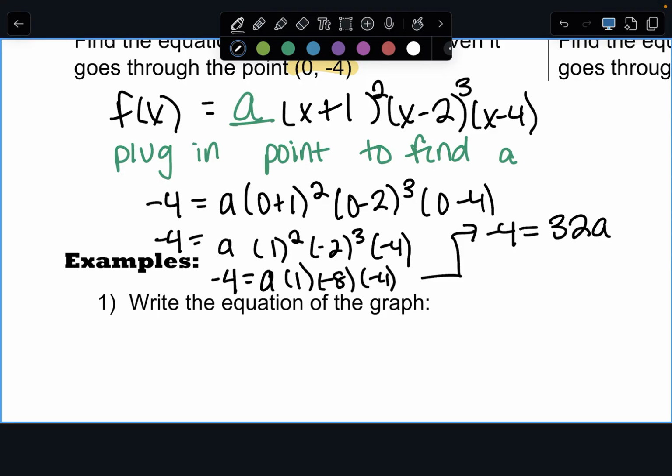Last step, and this will always be your last step, we need to divide off this 32. So divide both sides by 32. We get A is equal to -4 over 32. What should I rewrite that as? How can I simplify this fraction? What can I divide the top and bottom by? More than 2. 4, very good, 4. And this would change to a -1/8.